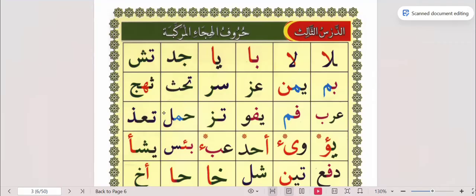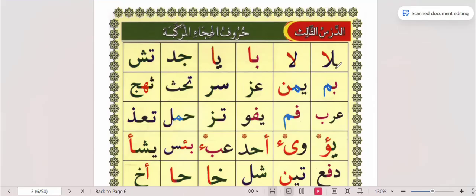So today inshallah we will be doing the third lesson, الدرس الثالث حروف الهجاء المركبة, the letters of the hijja al-murakkaba, the compound letters, or you can say the letters in the joined form. To begin with this lesson, most of the students feel difficulty in identifying the letters when they are in the joint form.